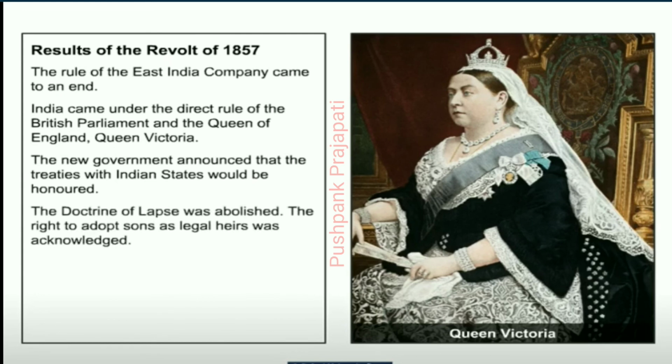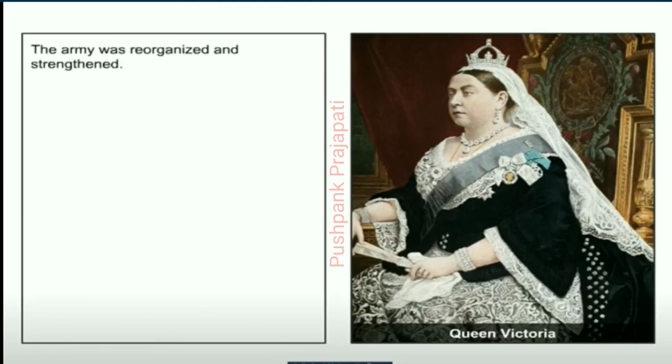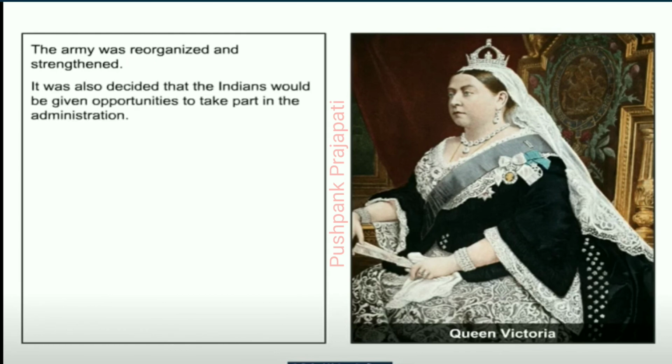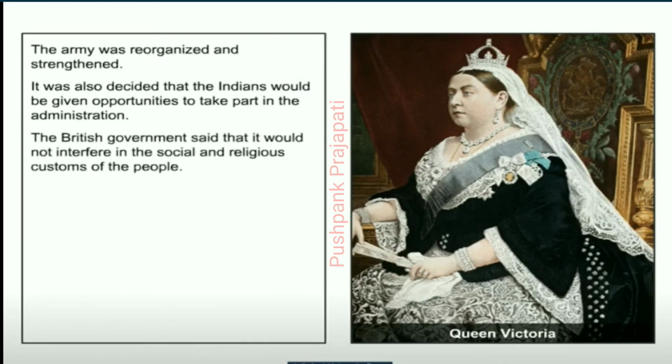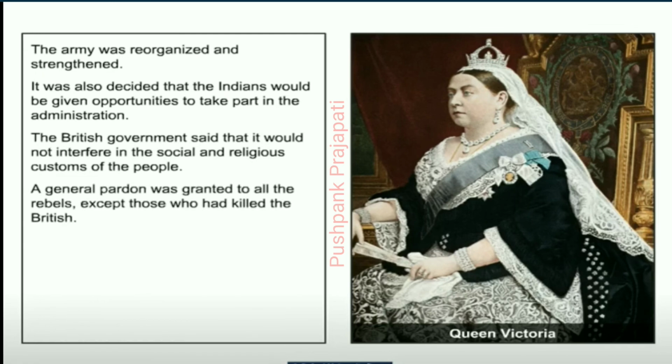The right to adopt sons as legal heirs was acknowledged. The army was reorganized and strengthened. It was also decided that the Indians would be given opportunities to take part in the administration. The British government said that it would not interfere in the social and religious customs of the people. A general pardon was granted to all the rebels except those who had killed the British.